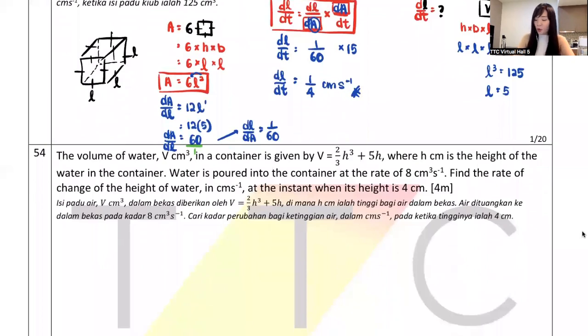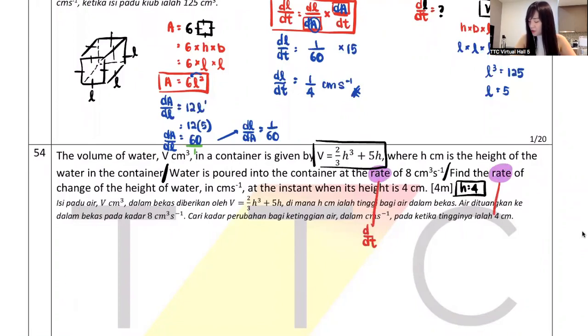54. They say the volume of the water in the container is this one. Hey, these are good. This one gives you the equation straight away. I don't think they will tell you what shape that is. So where H is the height of the water in the container. Now, water is poured into the container at this rate. Find the rate of change of water at the instant when height is 4 cm. Okay, I finished reading. I repeat, the keyword is rate and another rate. Okay, got two rates. Rate represents d something dt. So guys, may I know the 8 is d what dt?